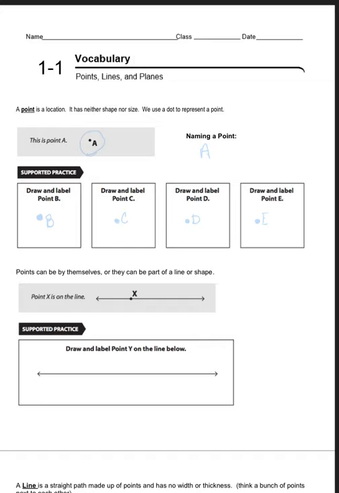The next part says points can be by themselves, or they can be part of a line or a shape. When I look at this one, it says point X is on the line. So we can see right here, we have this line. It has a point on it. The point is labeled X. So X is on the line.